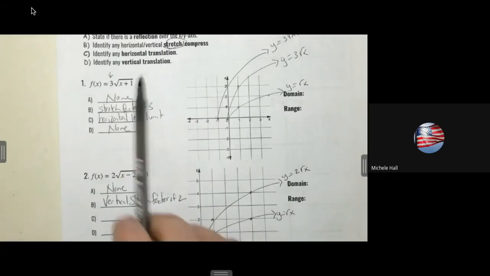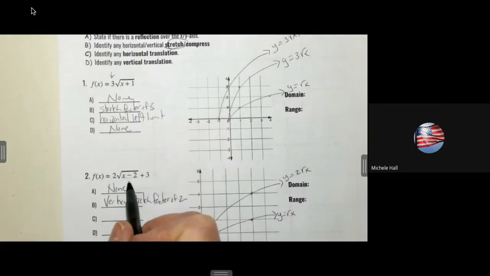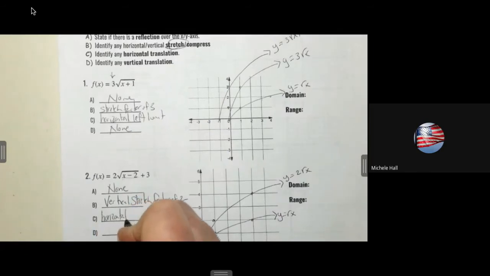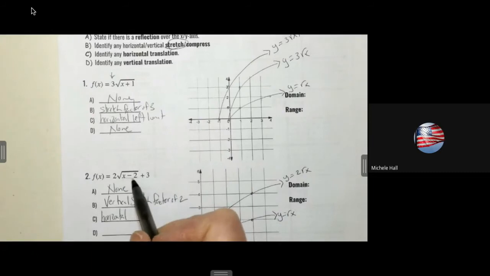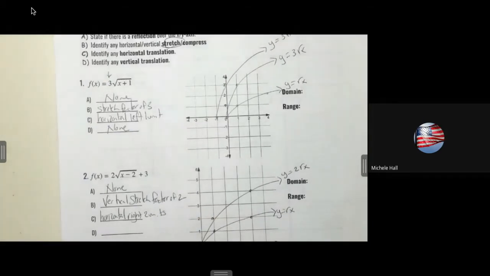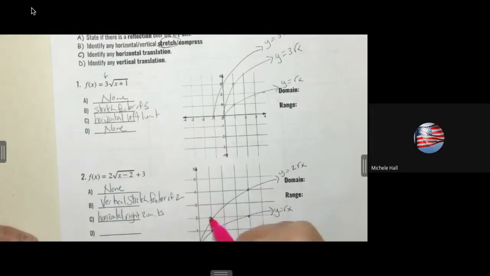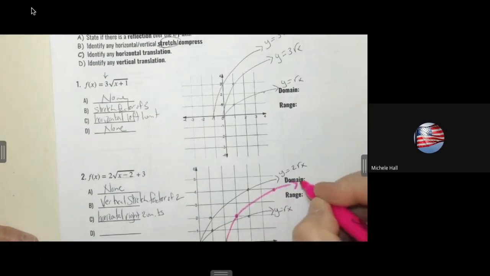Moving on. C, horizontal translation. That would be here. Horizontal is on the x. And where are we going? Not to -2, but +2. So right 2 units. So everything's going right by 2 units. Make sure you use the one that you just used. You don't keep going back to the original. So over 2, over 2, over 2. That would be y equals 2 square roots of x minus 2.